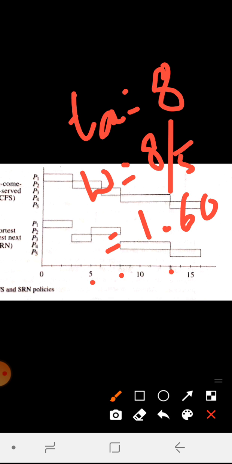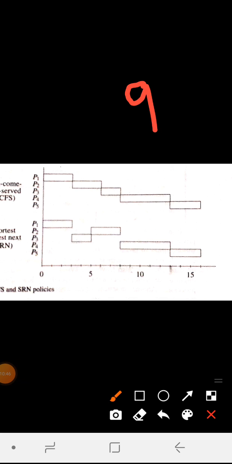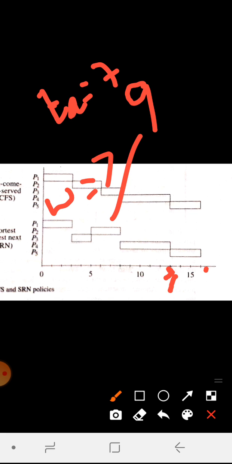And lastly we are left with process P5, which arrived at 9 according to the table, but it starts its work at time unit 13, that is, after P4 has been completed. It takes 3 time units to complete. So it started at 13 and ends at 16, but it arrived at 9, right? So now the turnaround time is equal to 7, whereas weighted turnaround time is equal to 7 divided by 3, which is equal to 2.33.